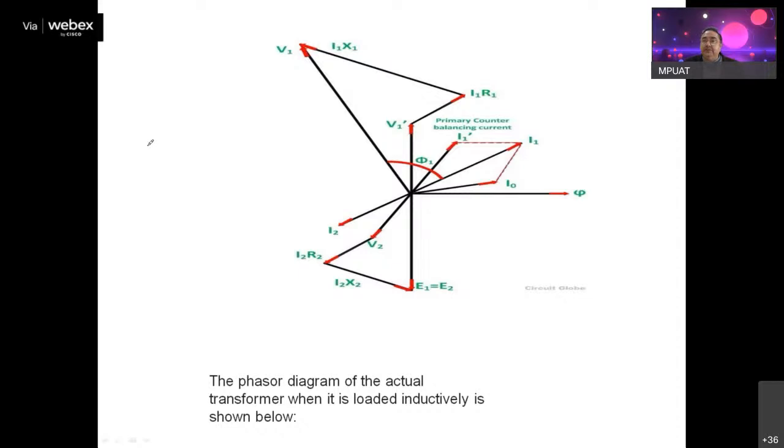Anybody from your side? If this is my voltage, if I take this voltage as a reference, and it is an inductive load, you can assume it to be an RL load, not pure inductive. So where will be the current direction, if this V is my 0 degree? Tell me fast.